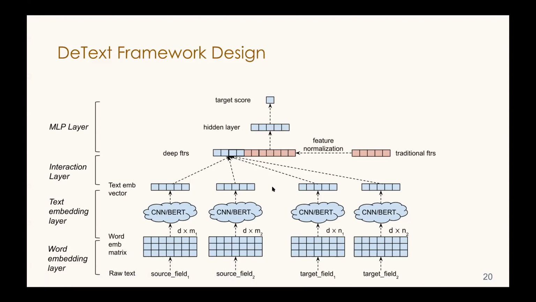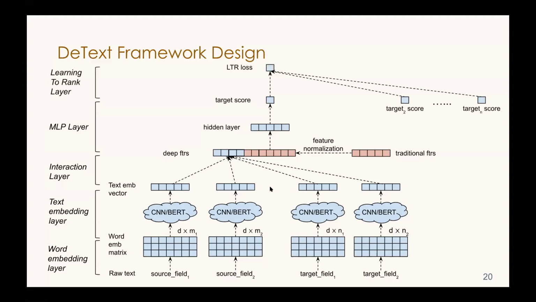And for ranking, we're going to compute a target score for each of the targets that we want to rank. Of course, you're going to have multiple of these scores for all the target documents. And then finally, for training, we're going to compute the learning to rank loss, which we call the learning to rank layer. Since we're also dealing with classification, this can also be swapped to using a multi-class classification loss to deal with the classification tasks. So that's the overview for the DeText framework.